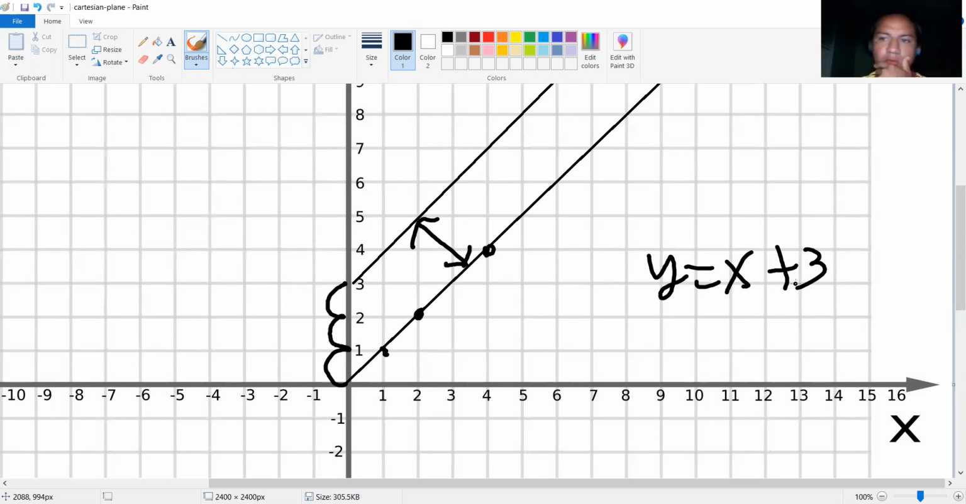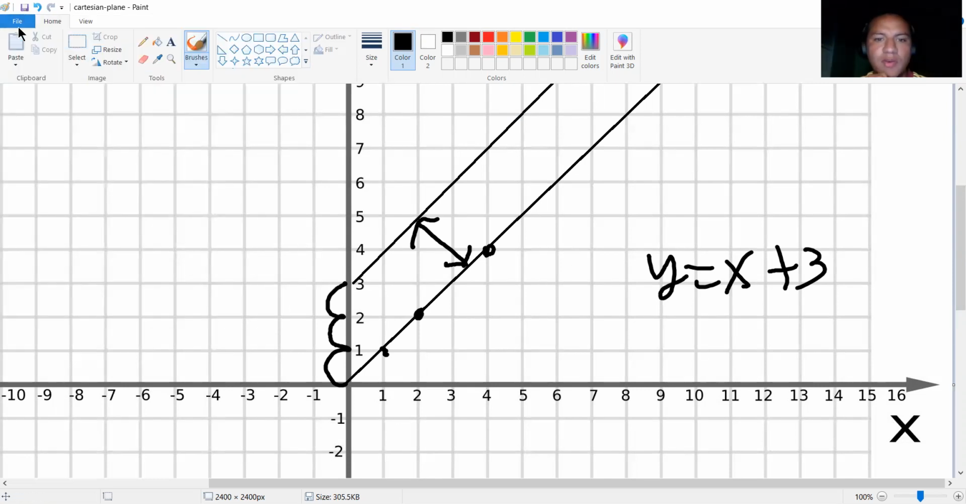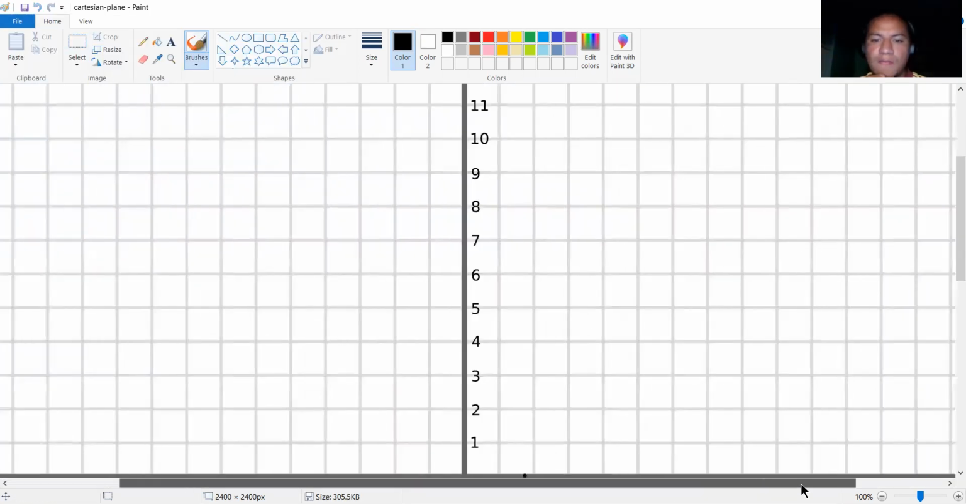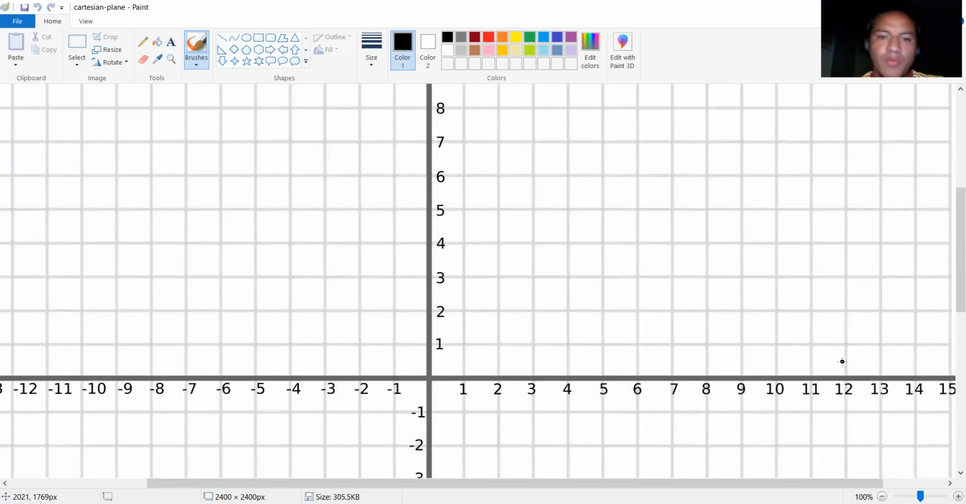So let's consider something else. What if you only had 2 points? On a Cartesian plane, I'll erase everything and start over. If you have something like this, then you get 2 points, and they're easily identifiable. We know that this ordered pair is (1, 2), and this ordered pair is (2, 5).